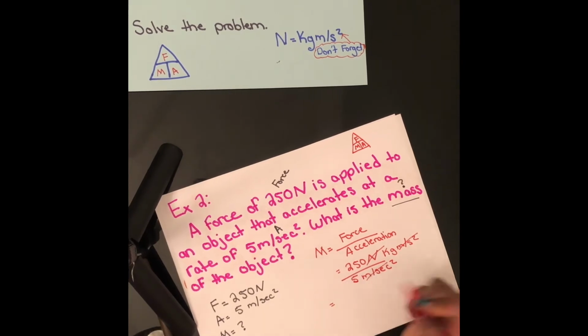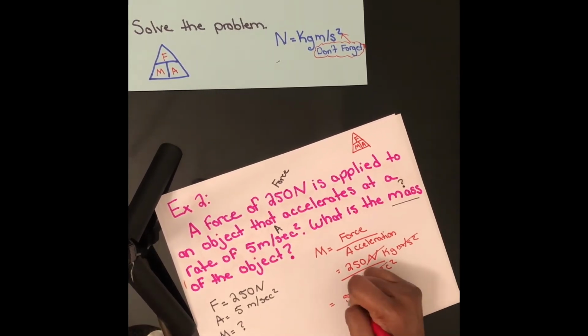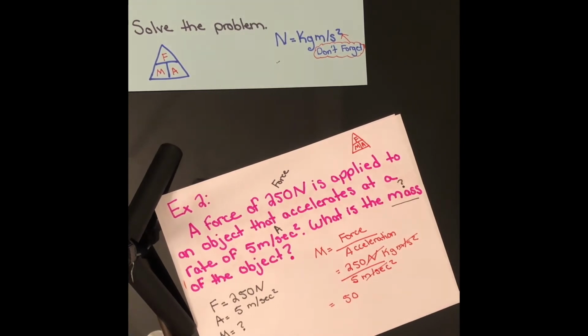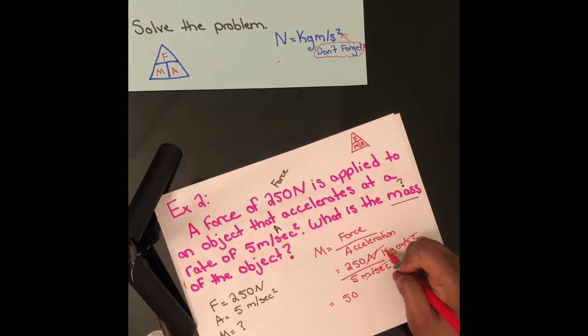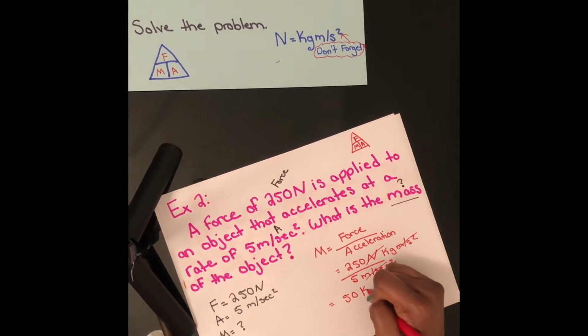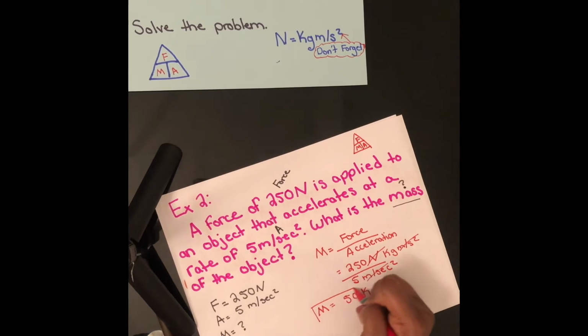So 250 divided by 5 is going to leave us with 50. What is our unit of measurement? We canceled out the meters per second on both ends. That leaves us with kilograms. And like I said, because we're solving for mass, the unit of measurement has to be kilograms. So this sounds about right.